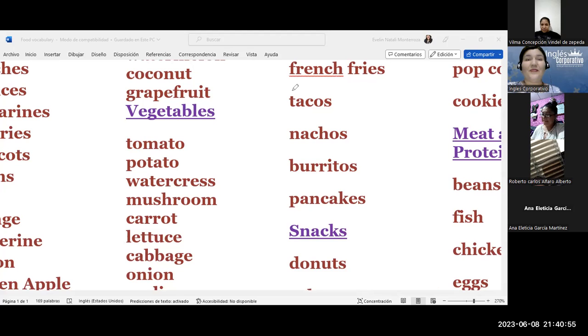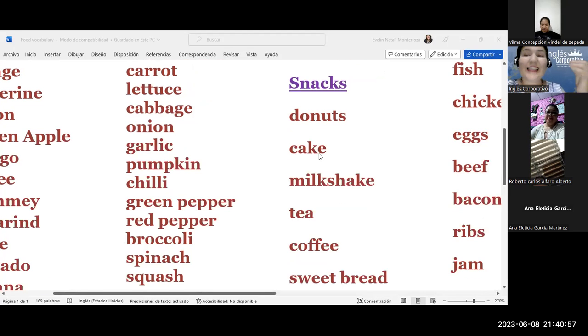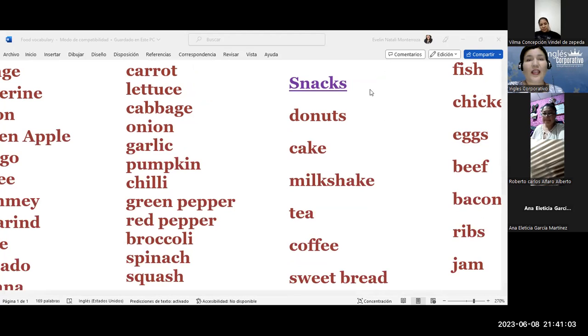The pancakes. The snacks. Snacks are the ones that you eat between meals, okay? The snacks son todos esos que comemos entre comidas. Those are snacks. It's not a snake, okay? Snake es culebra. Snack es merienda. Be careful, okay? Un día me dijo un niño, I love to eat snakes. And I was like... Okay. I said, cada quien.